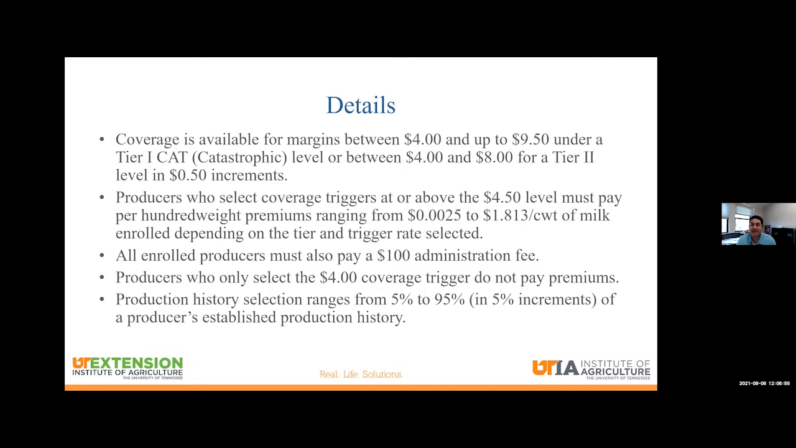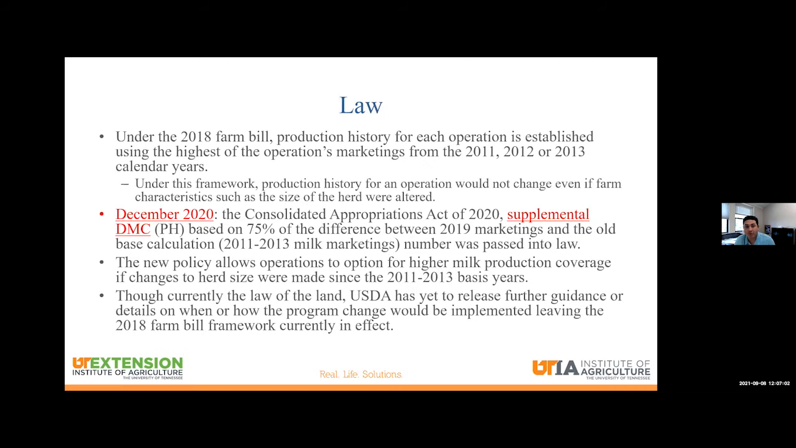And I say that because as we move forward, we start thinking about what happened last year. There were some amendments to this. Under the 2018 Farm Bill, the production history was based on the highest of the marketings from 2011, 2012, 2013. That is almost 10 years ago now. And so under this framework, production history from the operation would not have changed even if the farm characteristics such as size had changed since then.